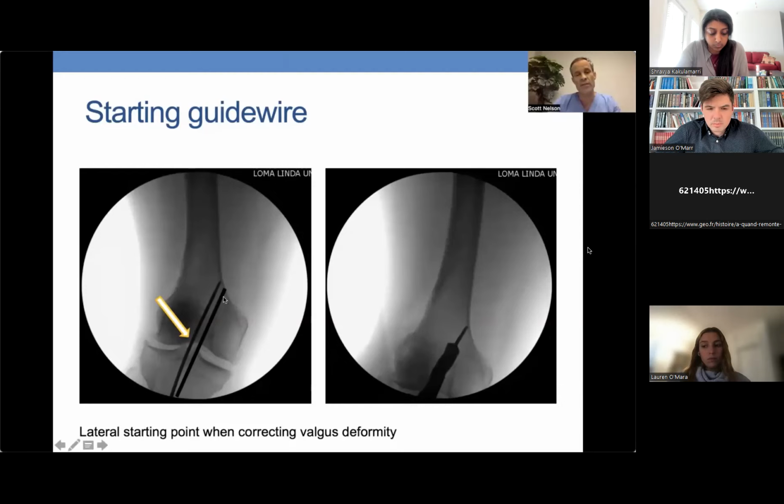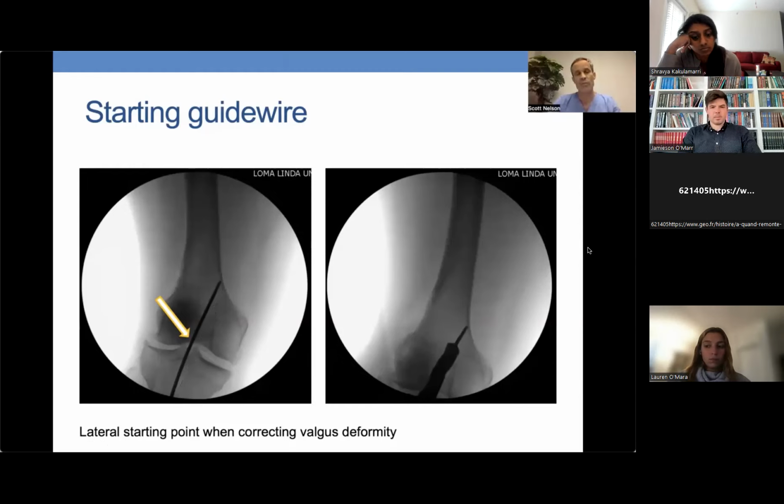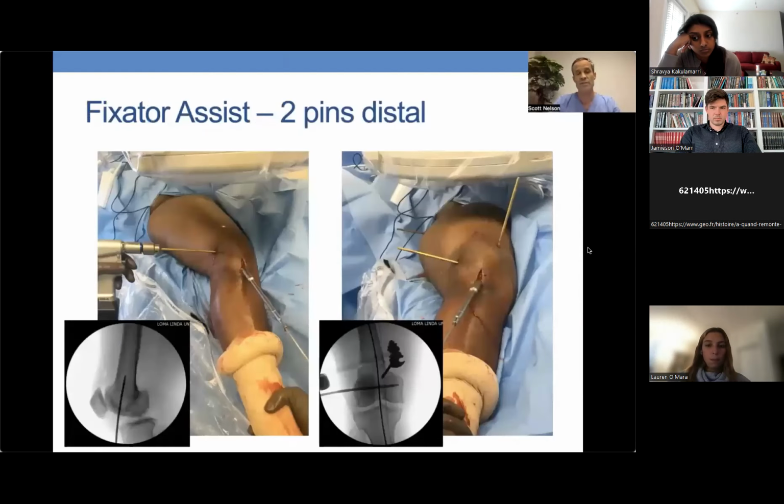If we start medially for this, it bottoms out on the cortex right here, and we don't have as much room for our nail to go through the canal. So for correcting a valgus deformity, you should start it just a little bit on the lateral side. Make sure you cut your osteotomy 6 centimeters above for these distal centered osteotomies. And then we rotate around the same hinge point there.